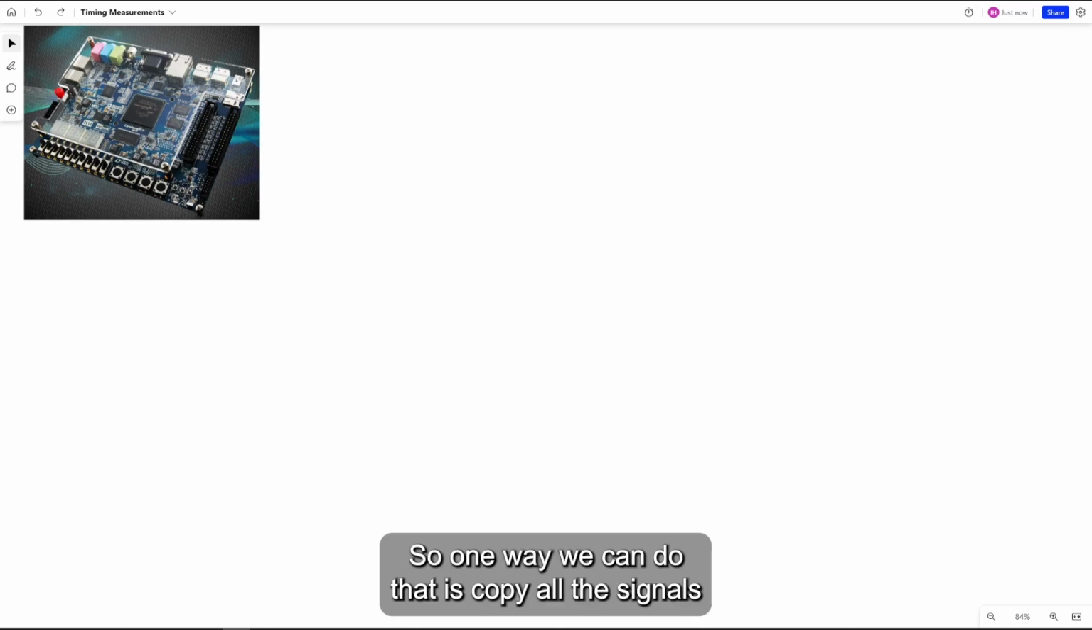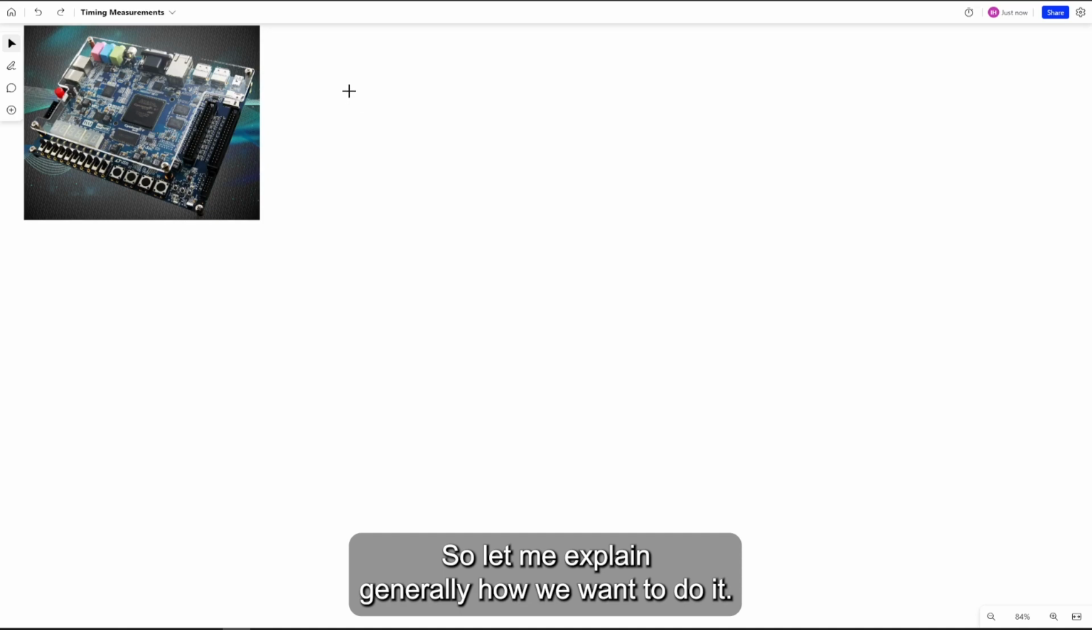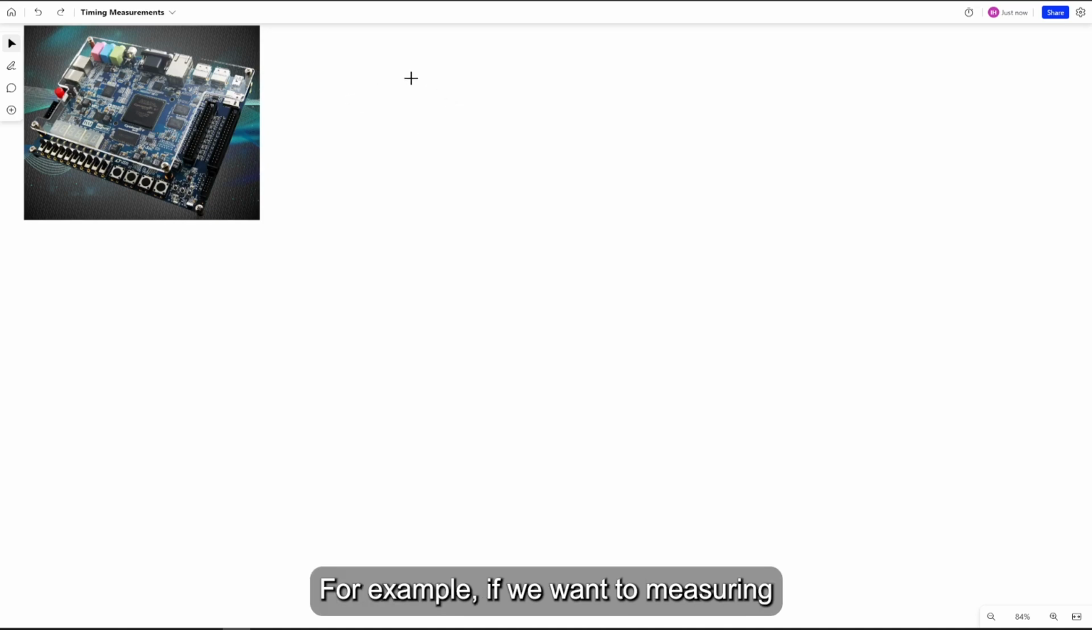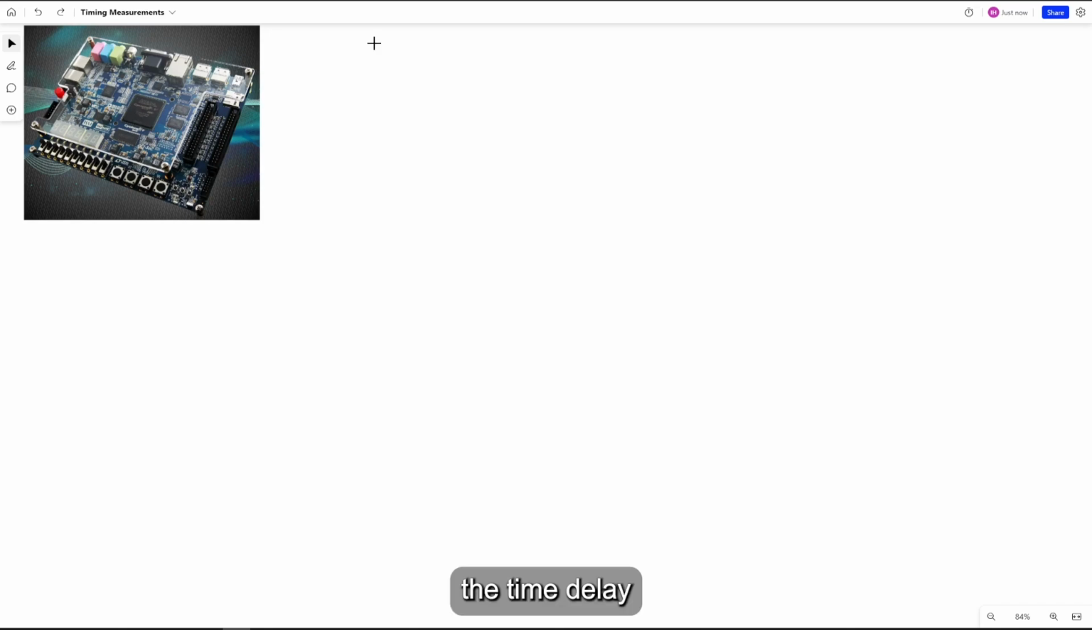So one way we can do that is to copy all the signals to the general purpose input-output headers. Let me explain generally how we're going to do it. For example, if you want to measure the time delay from input x0 to output majority detector.